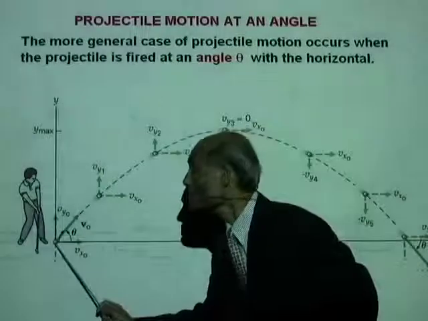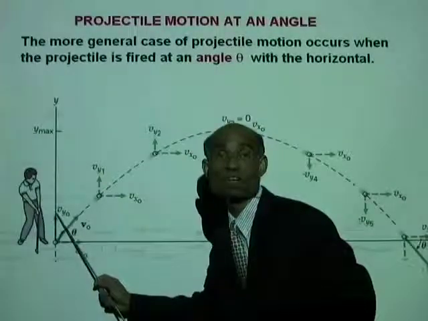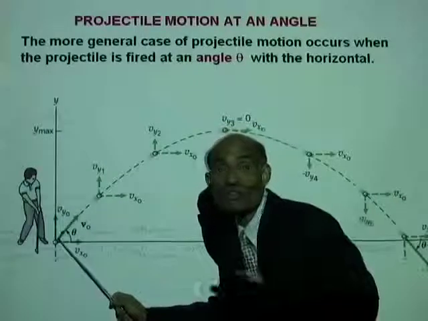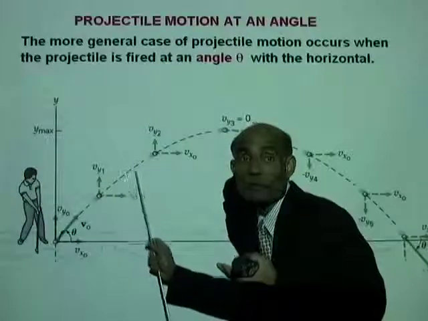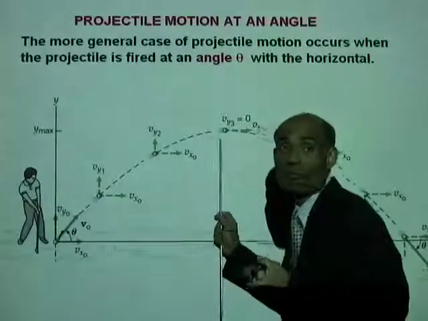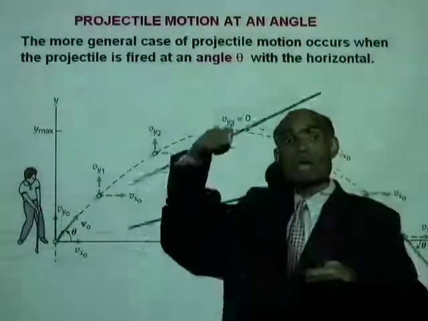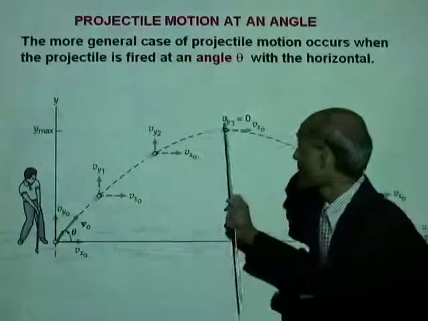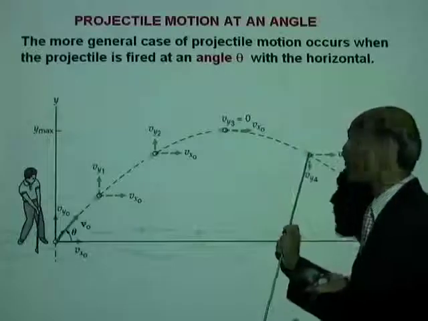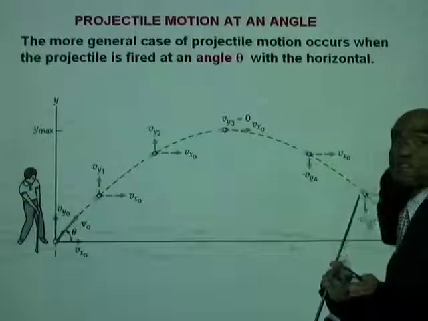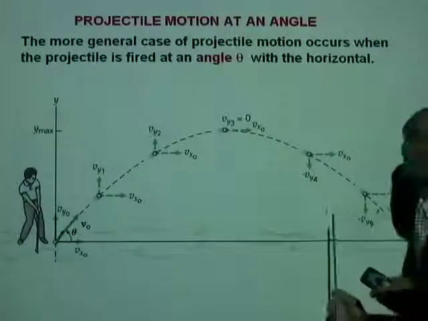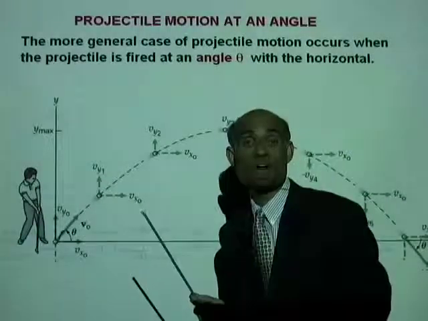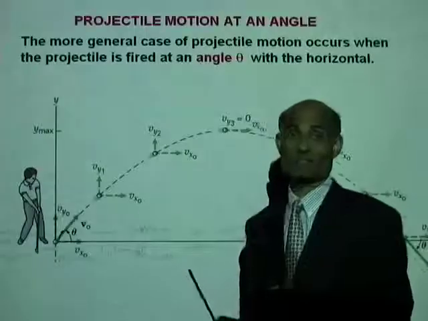But what happens to the vertical velocity, v0 sine theta? The vertical velocity will decrease, will become smaller and smaller until at the highest point the vertical velocity is 0. And then on, the vertical velocity increases in the negative direction. Right? Okay, so these two concepts are very important for us.